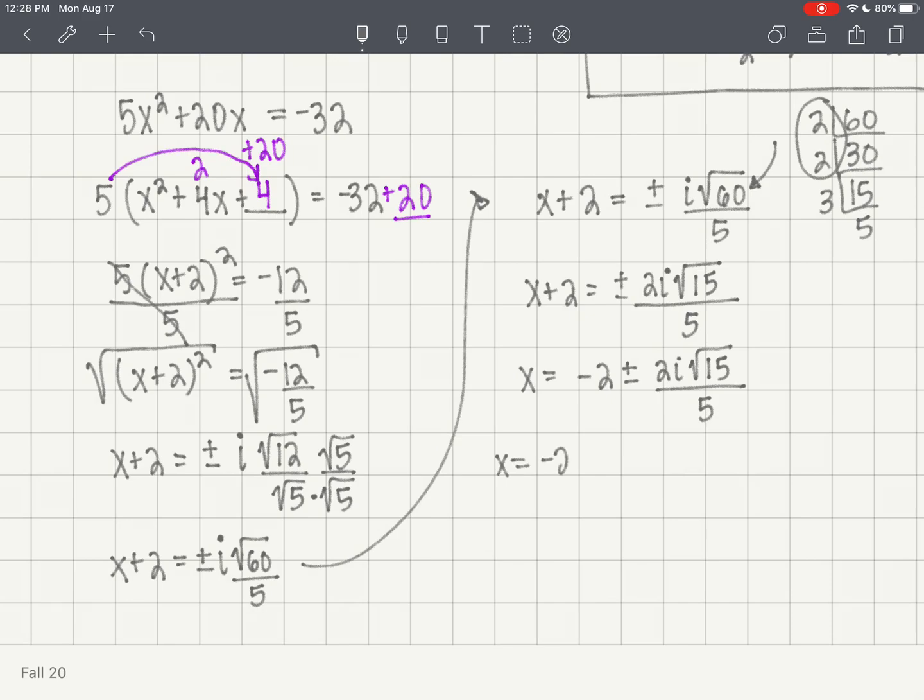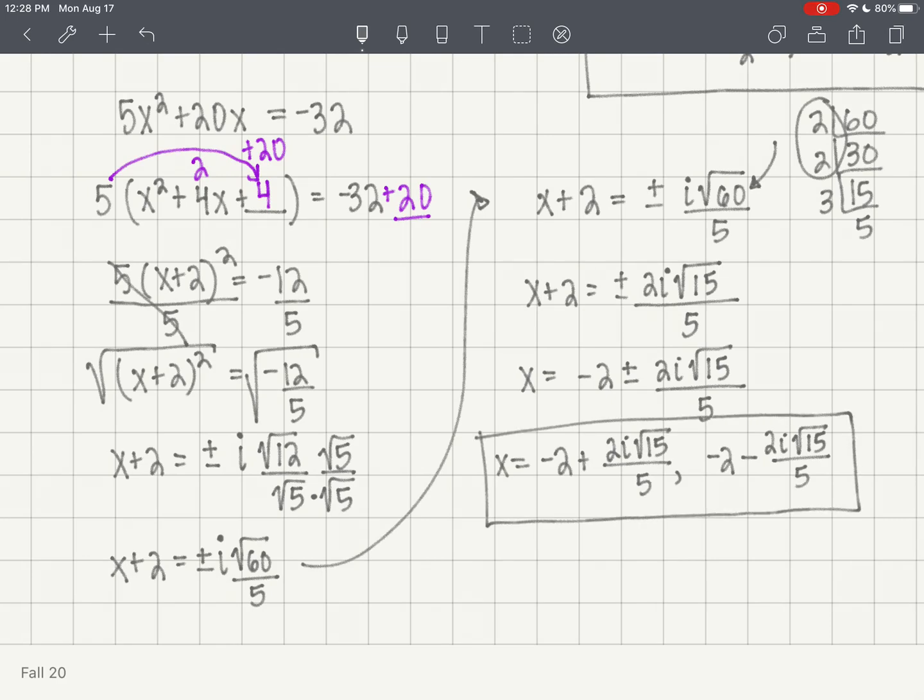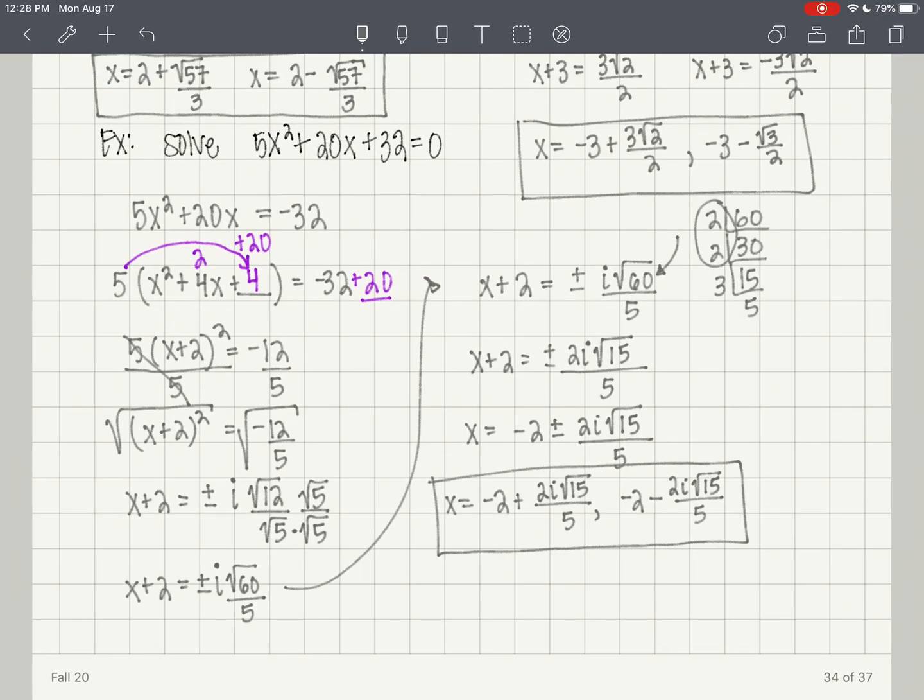So x equals negative 2 plus 2i times the square root of 15 over 5, and negative 2 minus 2i times the square root of 15 over 5. And it shouldn't get any more challenging than that.